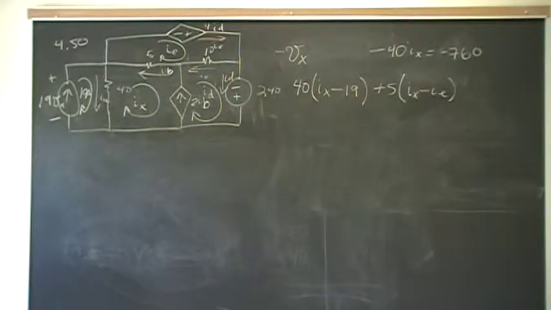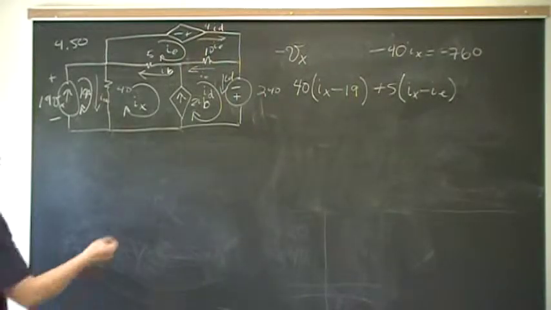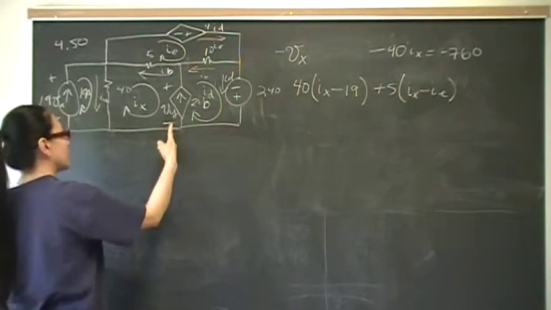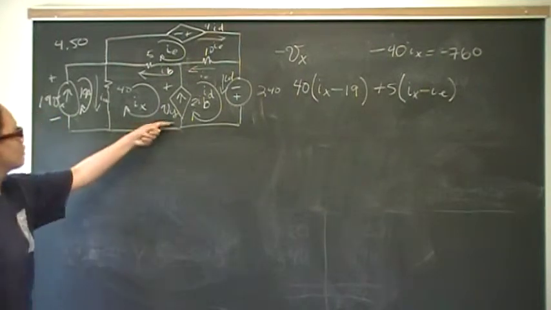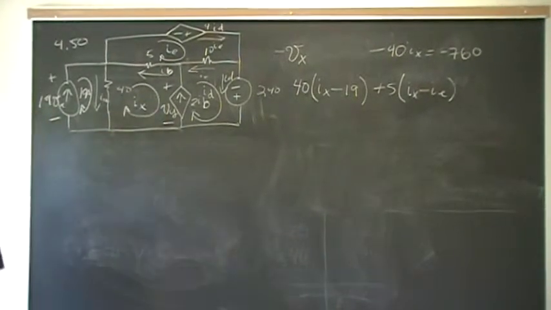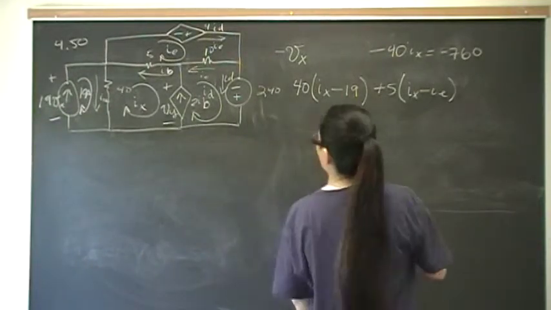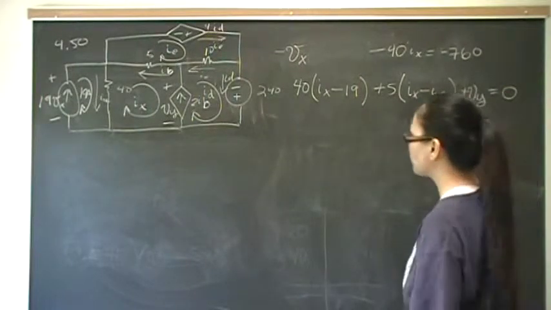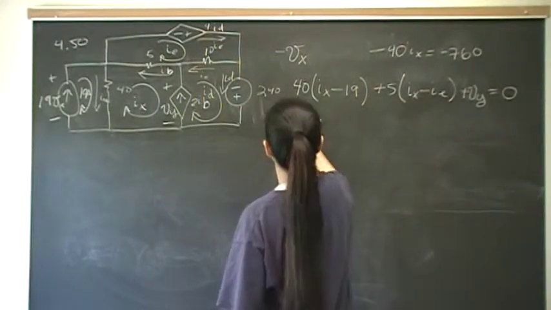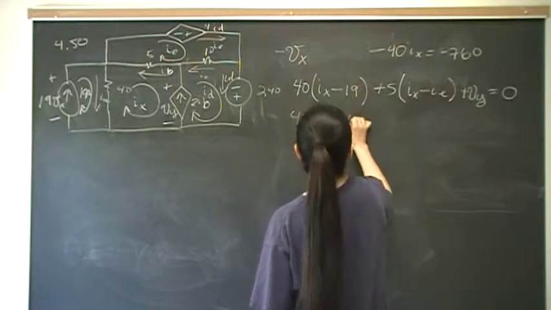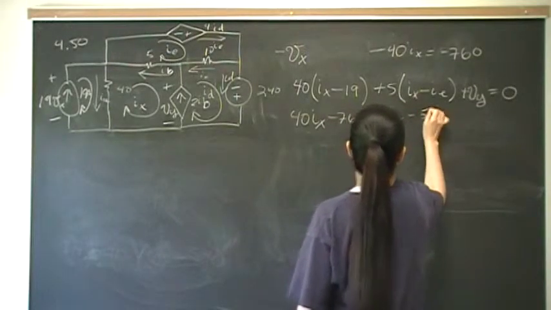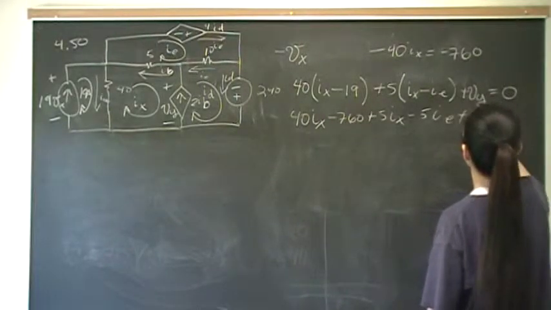So in order to demonstrate why a super mesh works, let's pretend we don't see the super mesh. So we say there's some voltage drop across here, Vy, right? The direction of the voltage rise is in that direction, so we're going from minus to increasing potential. So then we're going to say it has some Vy. Vy is equal to 0. Okay? So let's simplify this. 40Ix minus 760 plus 5Ix minus 5IE plus Vy is equal to 0.